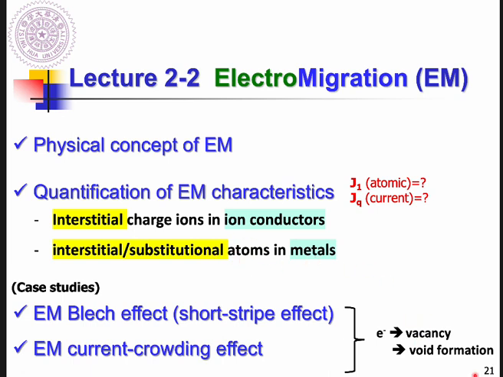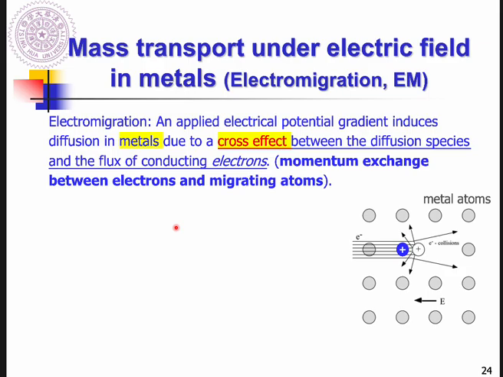Okay, so this is what we call mass transport under an electrical field, but in metals. Usually people call it electron migration. It is usually emphasized in metals. Why? Because the situation is slightly different here.